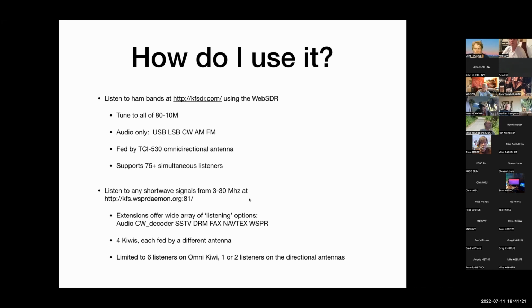The second system is the Kiwi system, and these are direct sample SDRs, so they cover the whole spectrum. They go 0 to 30 megahertz, but the antenna system at KFS only feeds the Kiwis 3 to 30 megahertz. That system is at a different address, which I will put into the chat window.